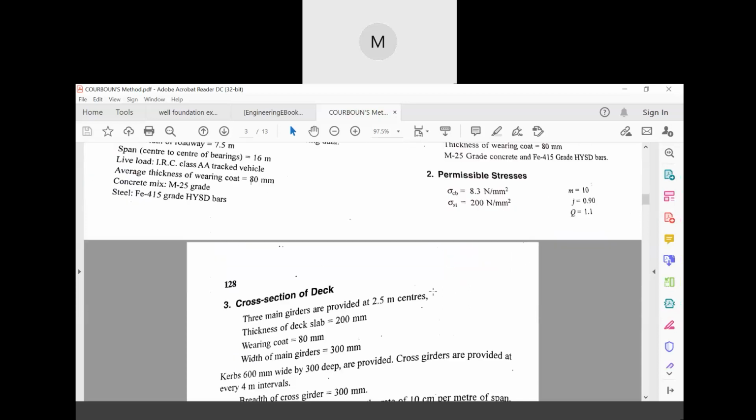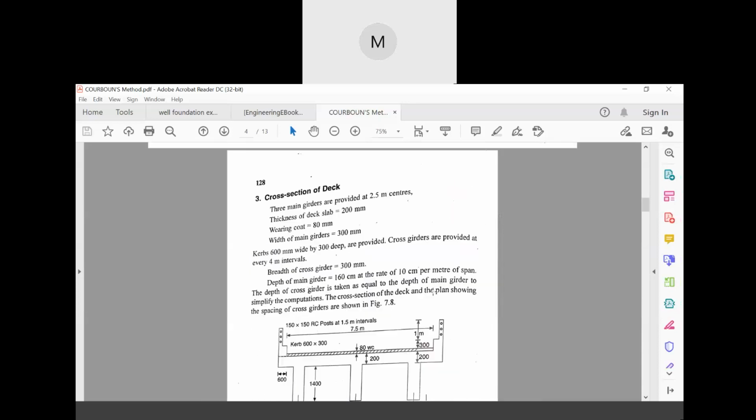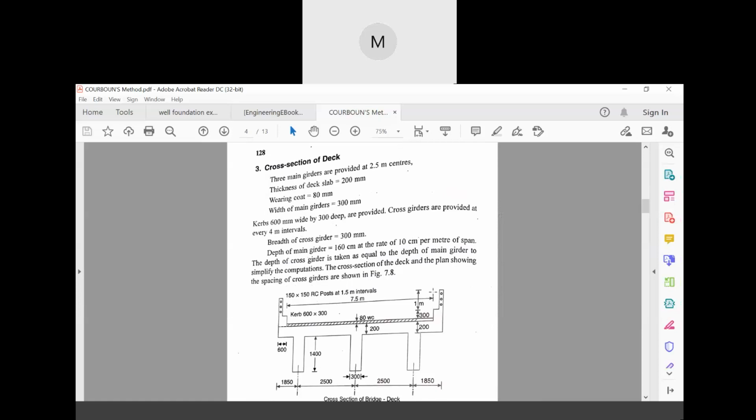Now here, if you see, first of all, the cross section of the deck. The main girders are provided at 2.5 meter center to center. The thickness of the deck slab is 200 mm, and the wearing coat is 80 mm. These are the data that is given with your main girders.